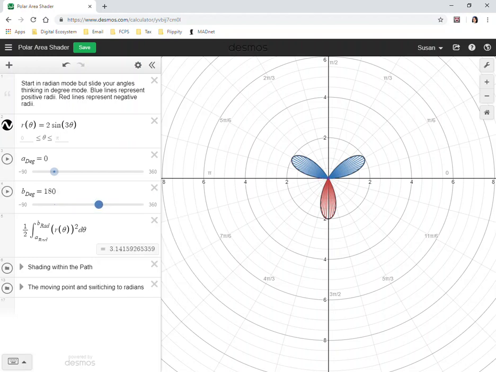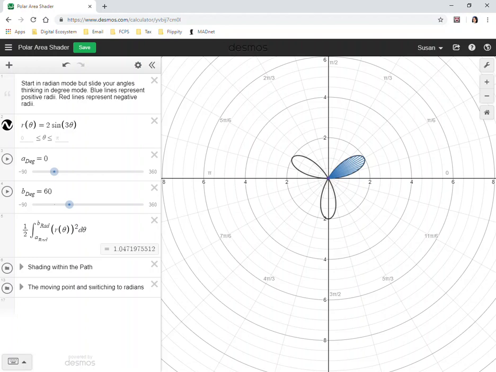The red ones is because your R is negative for that, because at pi over 2 it ends up down here. So that's what happens when you go. And then if you went all the way to 360, you would be overlapping again. So you'd be doubling it too much, okay? So we only want to go 0 to 60 degrees, or pi over 3 radians.